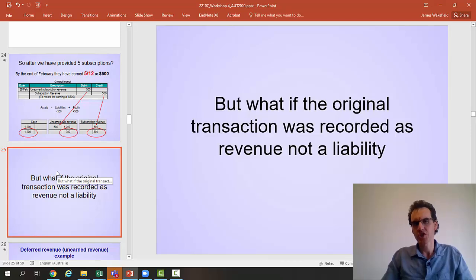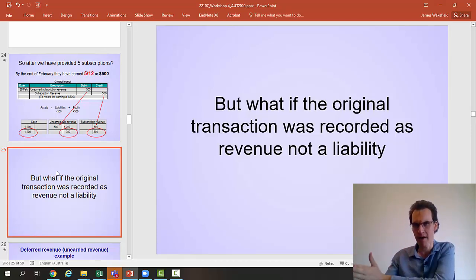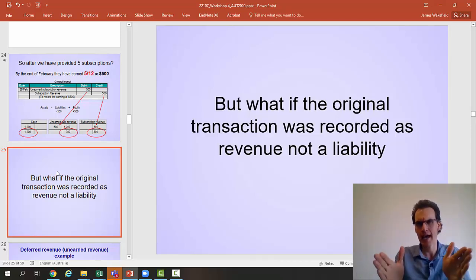So let me ask you the question now. If the original transaction was recorded as a revenue rather than a liability, what would we do? Now, I know a number of you are probably watching this and thinking, that doesn't sound right. The business has taken 12 months of subscription revenue up front, taken the cash off the customer, and is obligated then to provide that customer with the magazine subscription and delivery for the 12 months moving forward. So how can this business record this as revenue? Because they haven't earned it. And that is the correct logic.